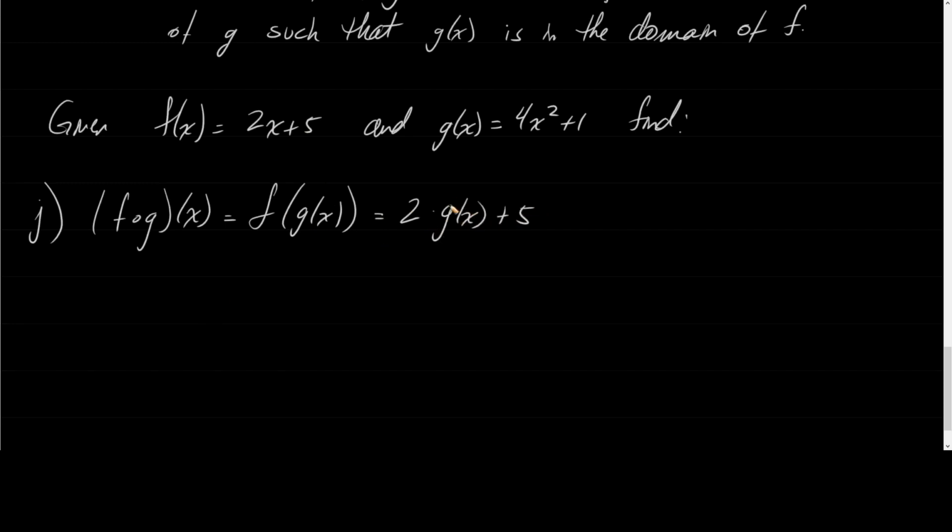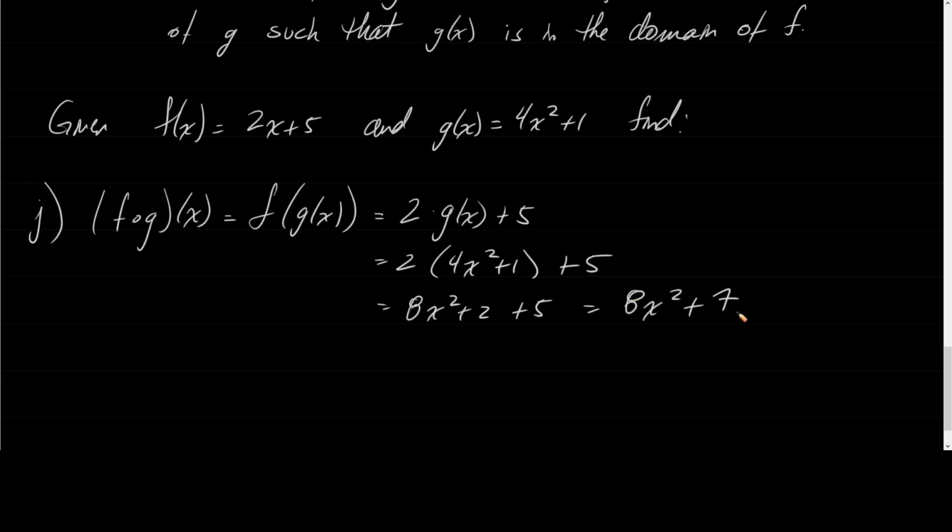And then what's g of x? By definition it is 4x squared plus 1. So this is 2 times 4x squared plus 1, and then we have that plus 5. Distributing this 2, I get 8x squared plus 2, and then that plus 5, giving me a final answer of 8x squared plus 7.